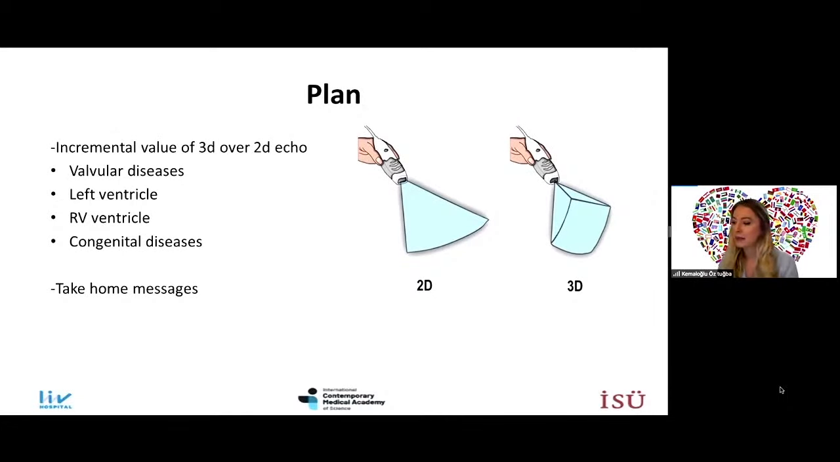My presentation will take about 15 minutes, and I will summarize what is the incremental value of 3D over 2D echo in valvular disease, left ventricle assessment, right ventricle assessment, and finally, congenital heart disease. At the end of my presentation, I will tell you a short story as a take-home message.